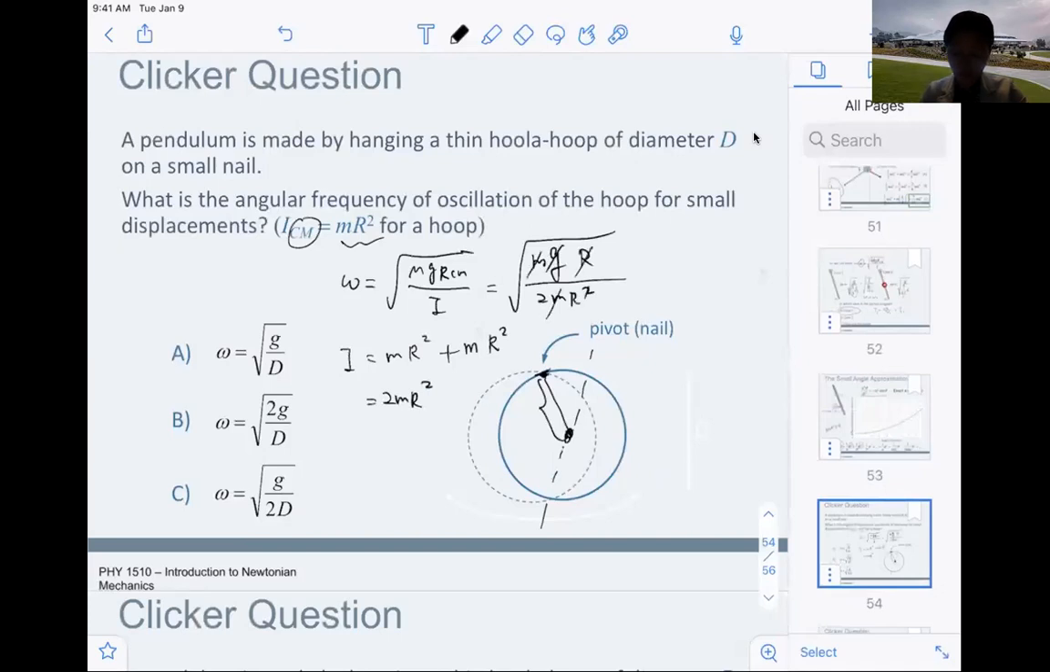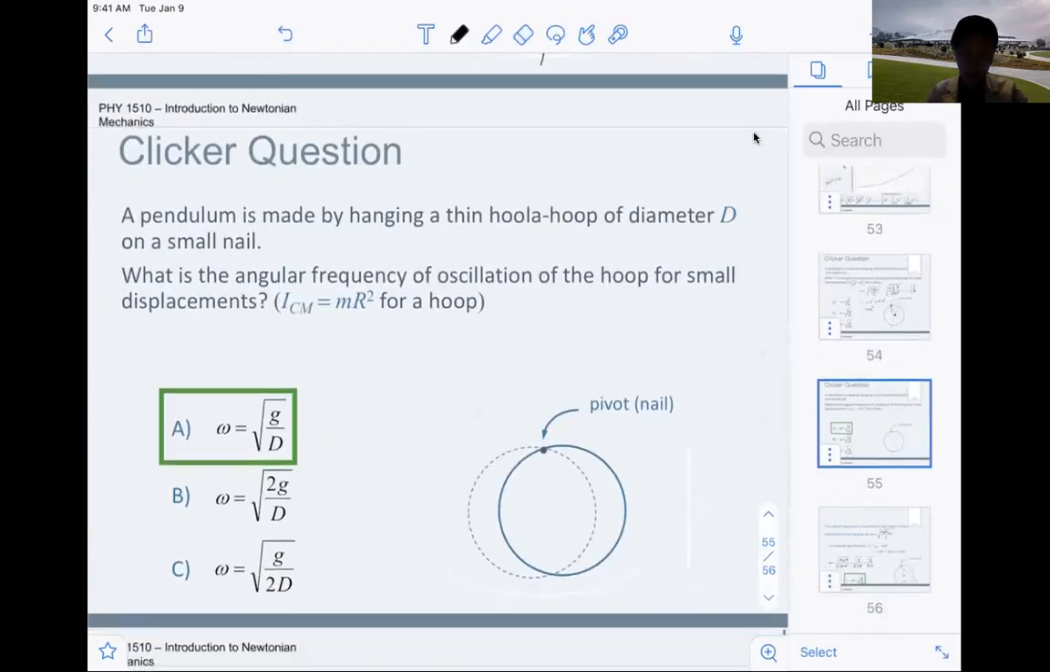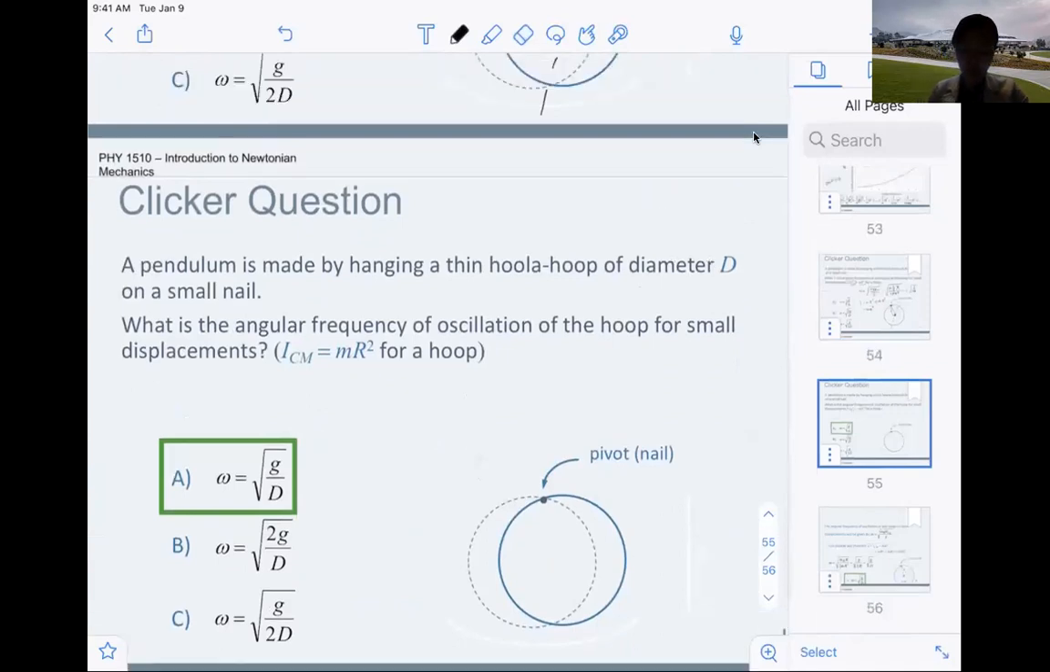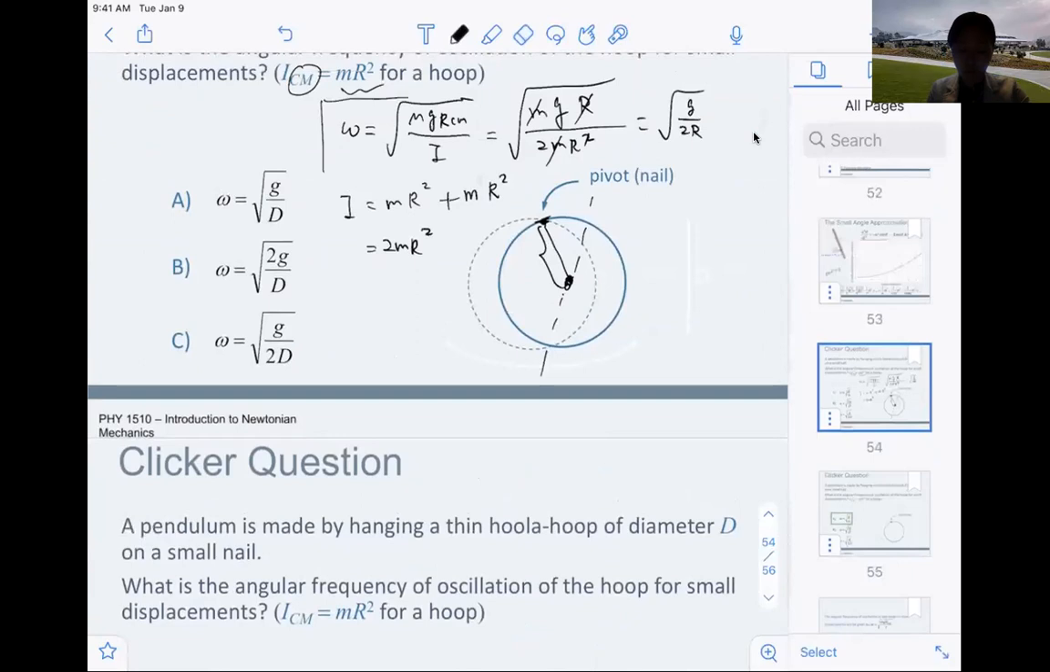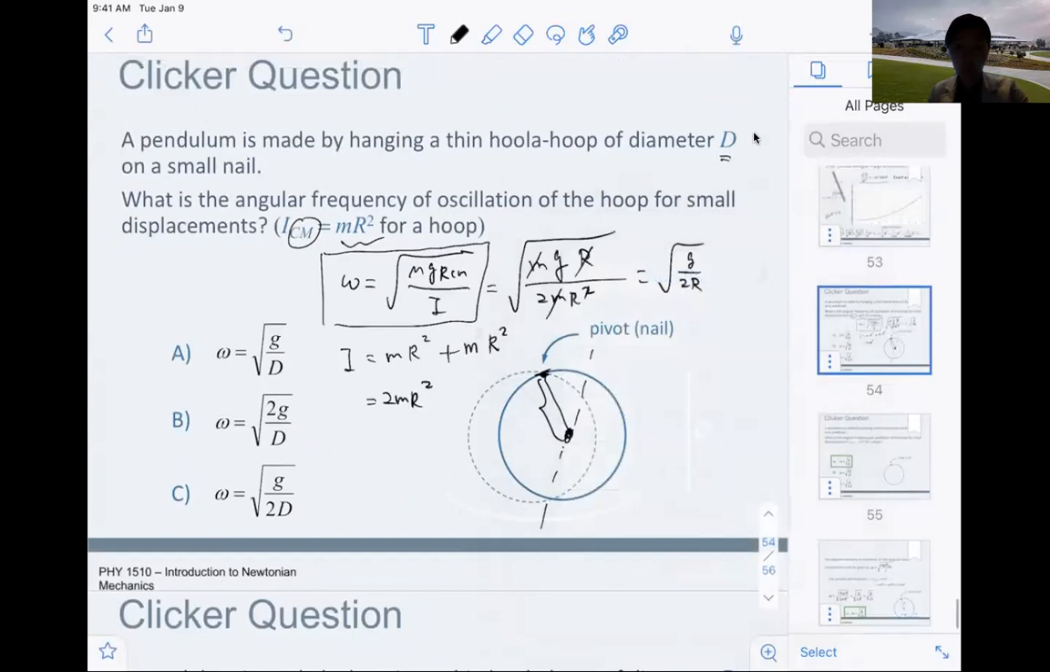Now we can plug in. Sorry, g does not cancel. And you can calculate this is going to be the square root of g over 2r. In this case, 2r is simply your diameter, d. So the answer is A. You see that the shape can change, but if you go to this original formula we calculated and plug in the relevant terms, you will always be able to solve it.